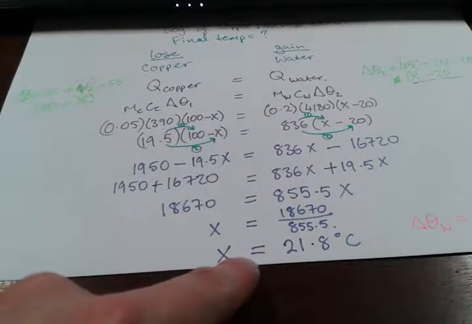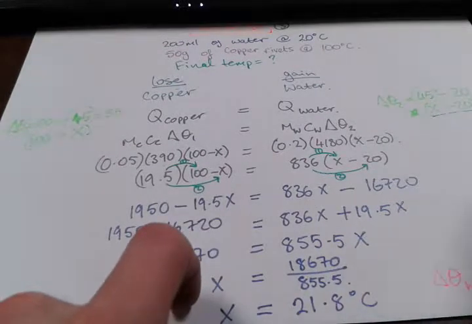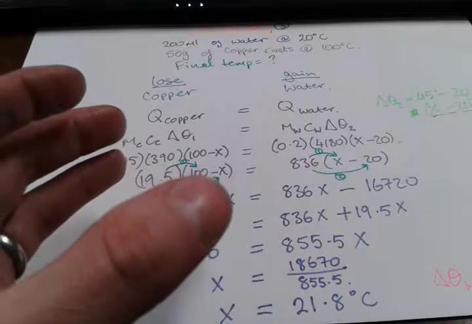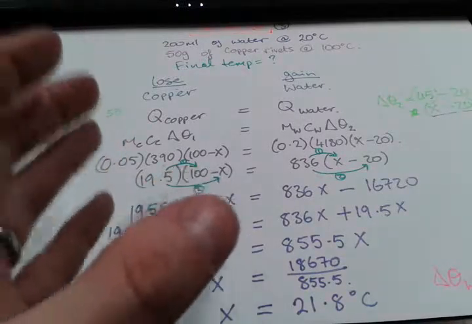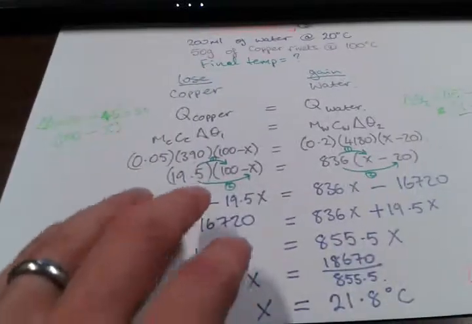Does this answer make sense? Yes, it makes sense because you'd imagine if you add in something really hot, 100 degrees Celsius, into water that's at 20 degrees, the water would increase in temperature, at least to some extent. Okay, that's that one.